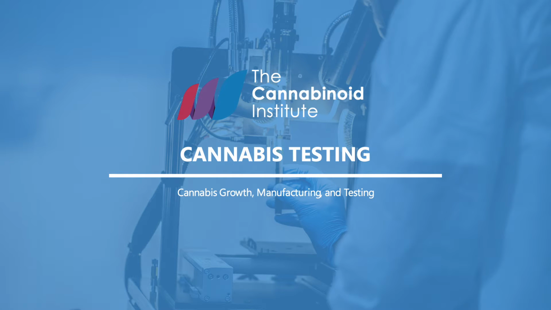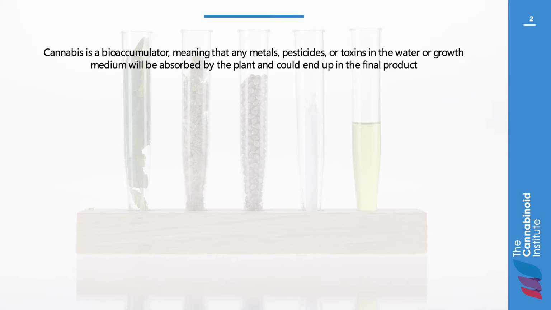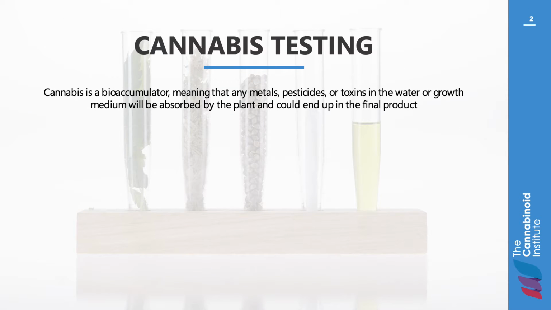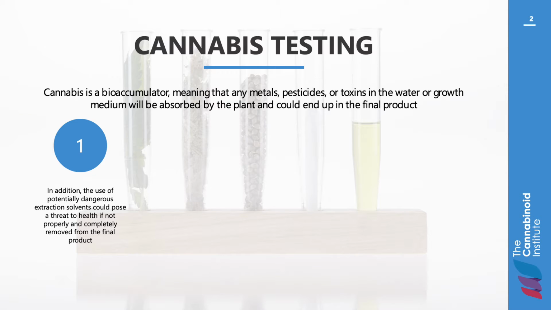Welcome to the Cannabis Growth, Manufacturing, and Testing Module, Section 5, Cannabis Testing. Cannabis is a bioaccumulator, meaning that any metals, pesticides, or toxins in the water or growth medium will be absorbed by the plant and could end up in the final cannabis product. In addition, the use of potentially dangerous extraction solvents could pose a threat to health if not properly and completely removed from the final product.